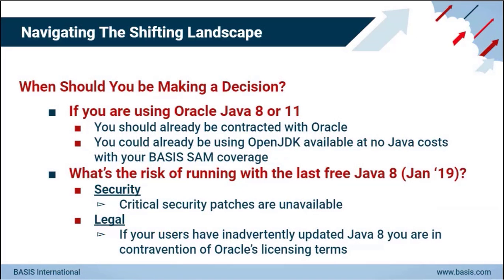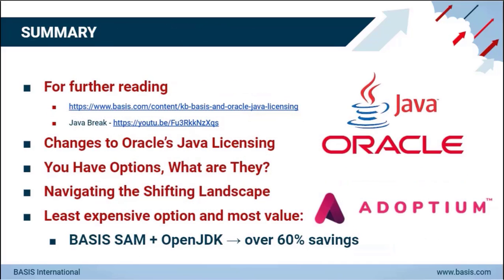Now that you understand the current landscape, just when should you make that decision? Again, the decision time is now. If you're using Oracle Java 8 or 11, you should already be contracted with Oracle. Or you should already be using OpenJDK available at no cost with your Basis SAM coverage. And what's the risk? You're missing critical security patches, and if your users have inadvertently updated the Java 8 on their machines, they are in contravention of Oracle's licensing terms.